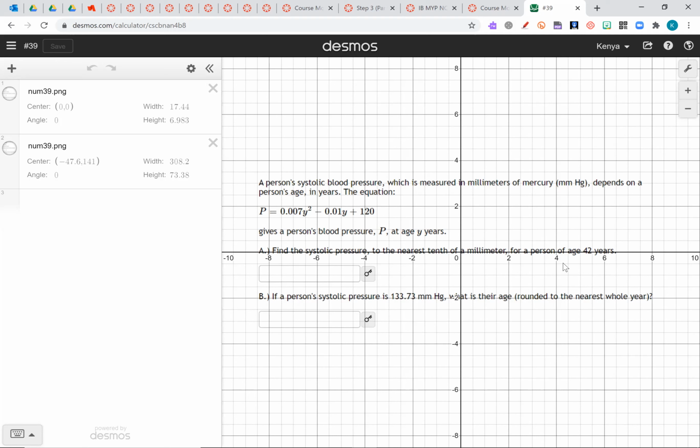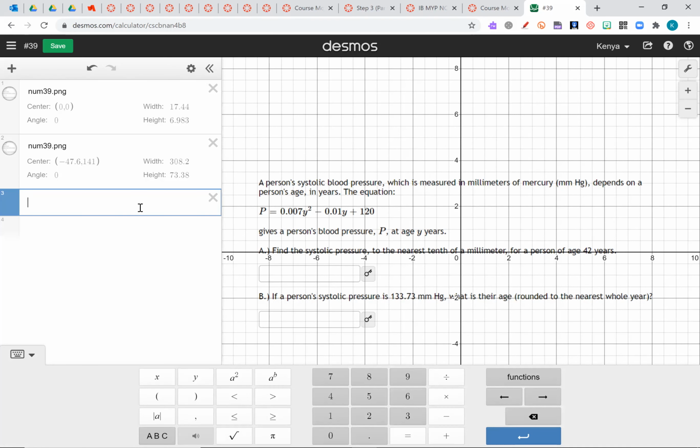They gave us 42 years. Well, 42 years stands for y. Remember, Desmos is not going to recognize P. So I need to change the P and the y values. And I need to change them to y and x respectively. So our function is going to be y equals 0.007 x squared minus 0.01 x plus 120.